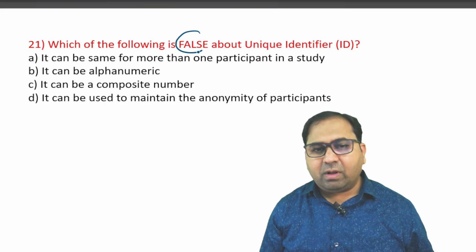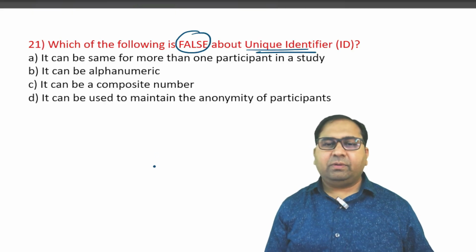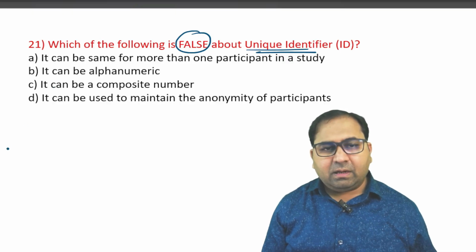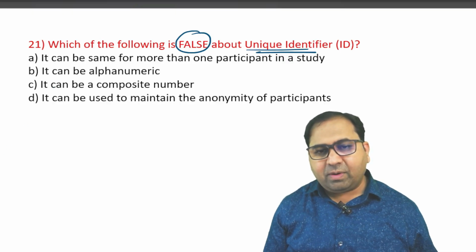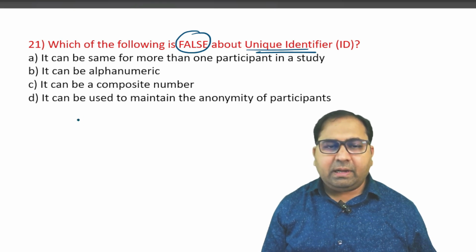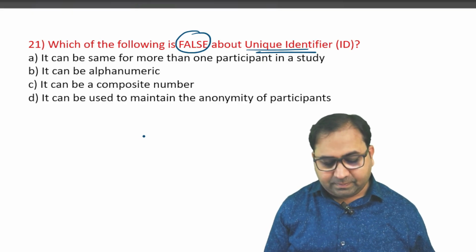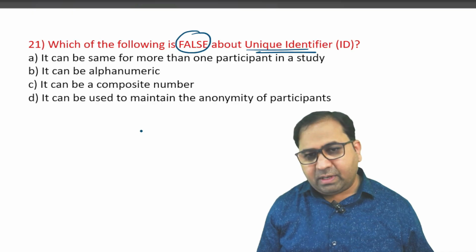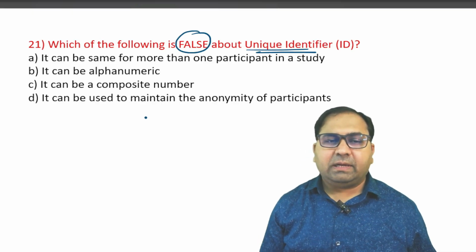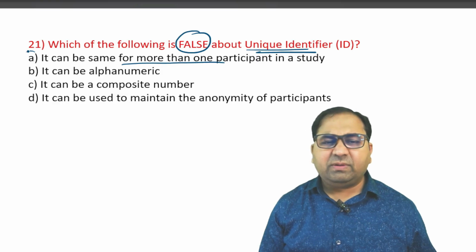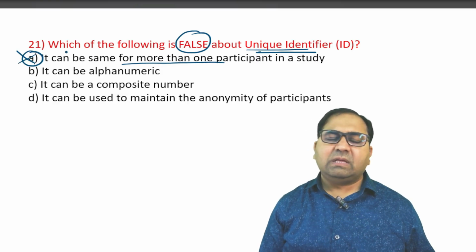Which of the following is false about unique identifier? Options are A. It can be same for more than one participant in a study, or B. It can be alphanumeric, or C. It can be a composite number, or D. It can be used to maintain the anonymity of participants. So which of the following is false about unique identifier? Let us see the options again. It can be same for more than one participant. No, this itself is wrong. It is false. Okay, so this is the answer for this question.